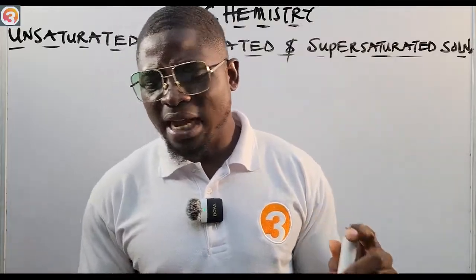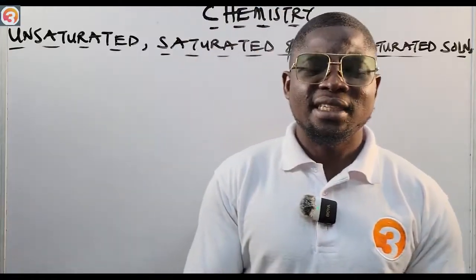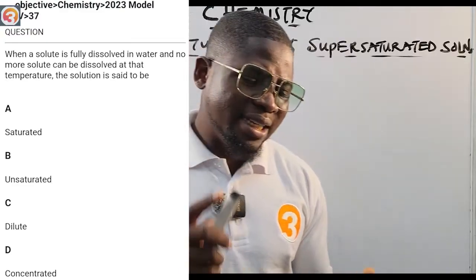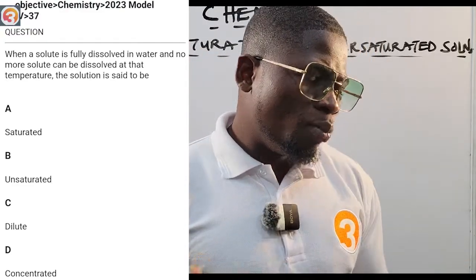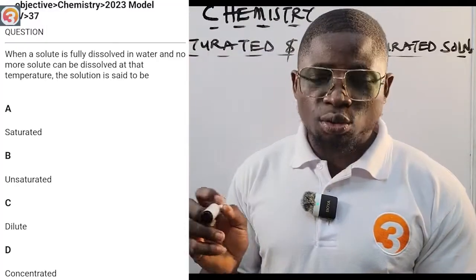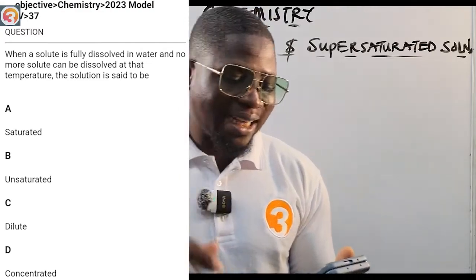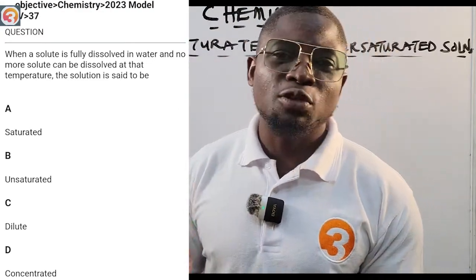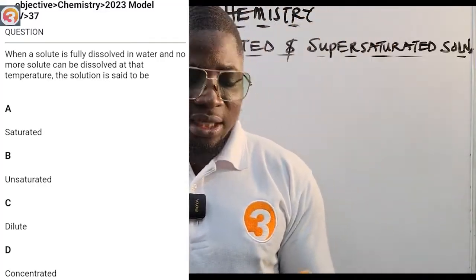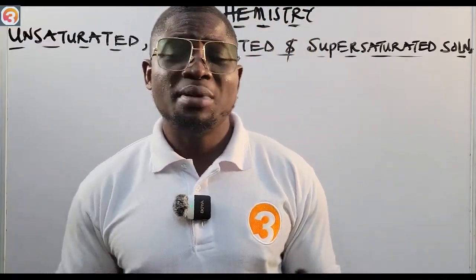I want to show you a question from the application, a JAMB past question, 2023 number 37. It says, when a solute is fully dissolved in water and no more solute can be dissolved at that temperature, the solution is said to be: A, saturated; B, unsaturated; C, dilute; D, concentrated. There are many questions we are going to see at the end of this class. This is one of them. Please stay to the end of the class.